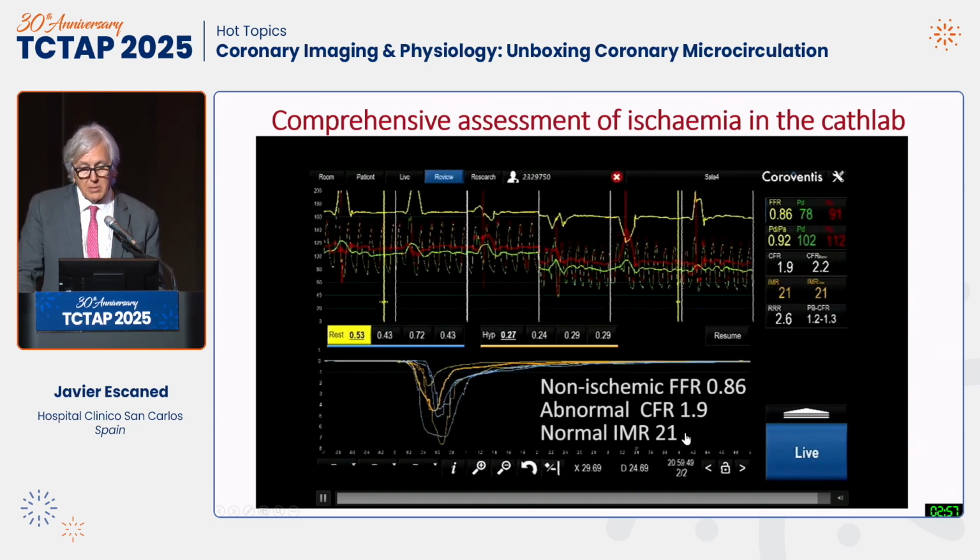and microcirculatory resistance. Now, coronary flow reserve is abnormal in this patient. We could discuss why it is normal, but certainly it's below 2.5. The value of 2.5 is the one that is used as a cutoff. Microcirculatory resistance is under 25, so we consider it okay.